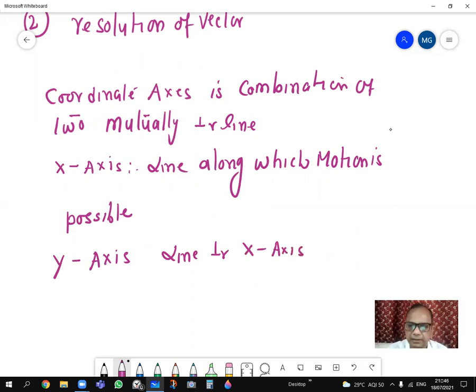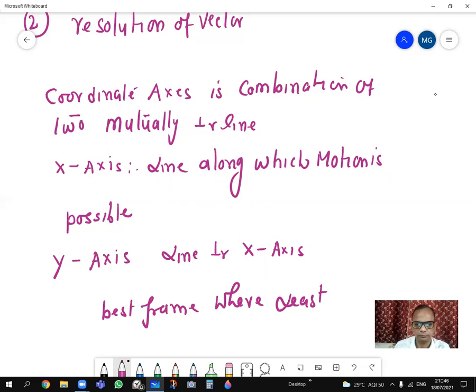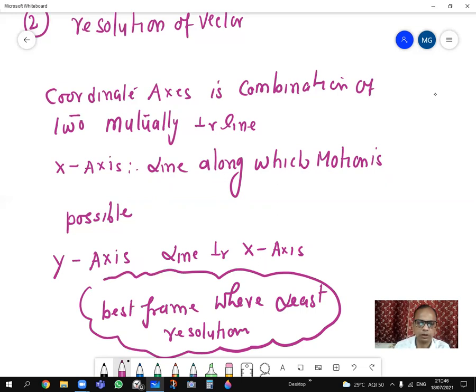So best axis is best frame. Frame means combination of axes where least resolution takes place. This is key point which you should remember while choosing axis. Resolution jitna kam hoga, you will get better option.